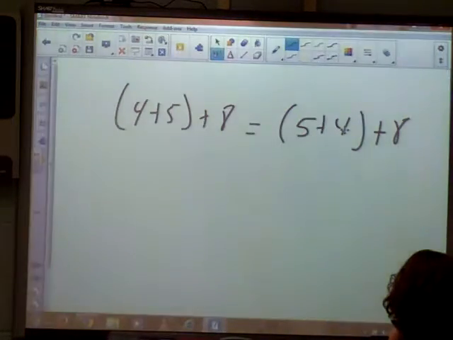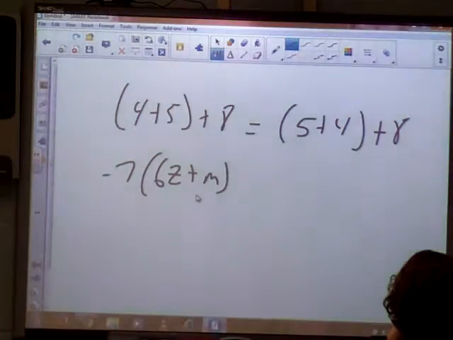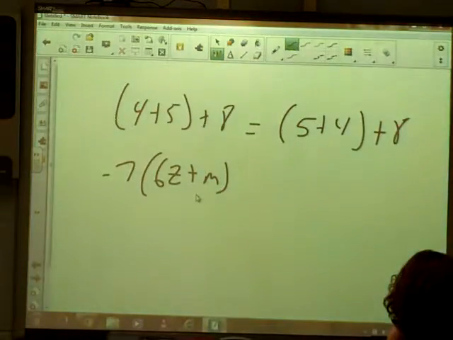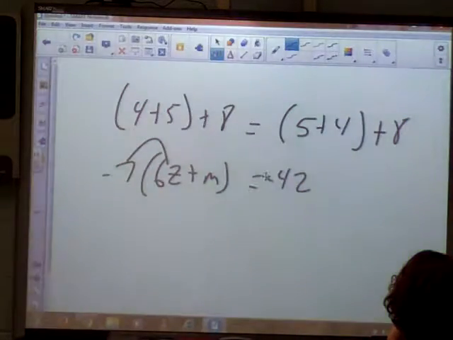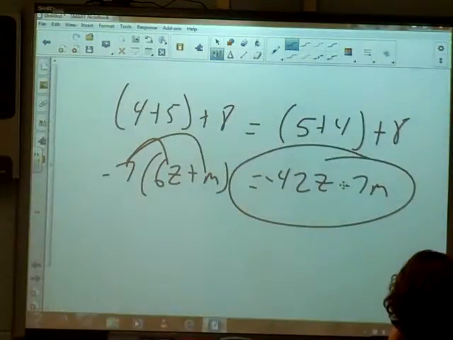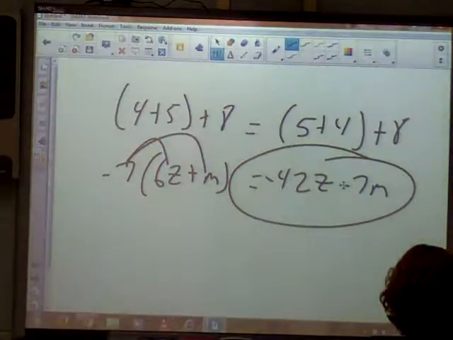All right, on 18. Got negative 7 times 6z plus m. This is the one Brady was talking about being distributed. We've got a negative 7 right outside the parentheses. So we've got to distribute that to everything inside. So that gets me negative 42z minus 7m. And that'd be it. Yep, B is in Boomland.